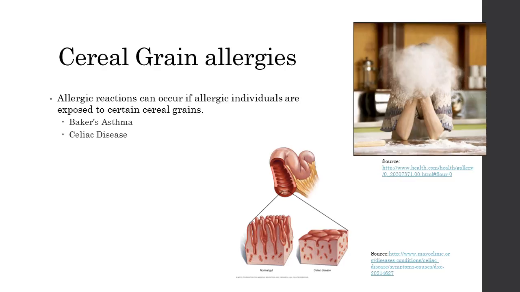Cereal grain allergies. Cereal grain allergies occur when an allergic individual comes into contact with certain types of cereals. Two examples of cereal grain allergies would be Baker's asthma and celiac disease. Baker's asthma occurs when an allergic individual inhales flour particles, and celiac disease is an immune disorder in which the body creates antibodies against gluten.